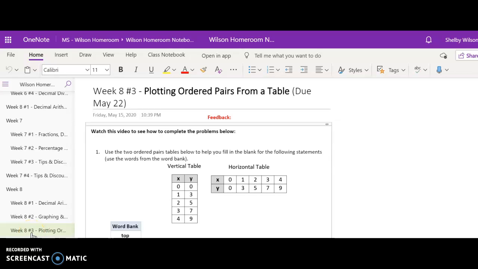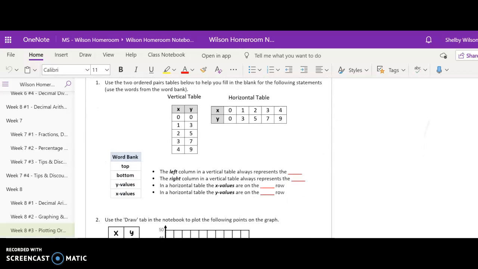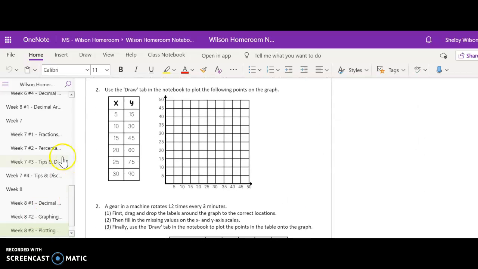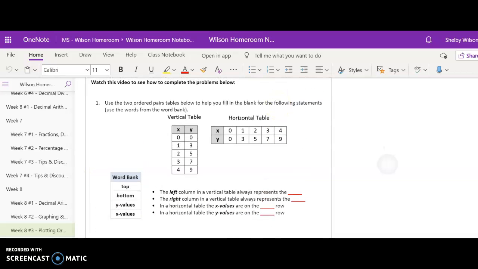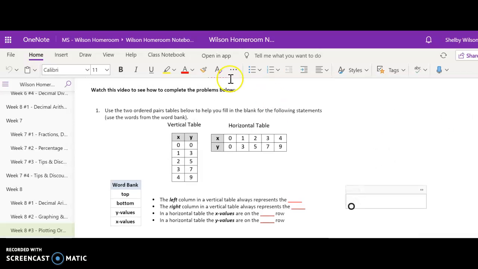For this assignment, we're going to be having you work with plotting ordered pairs from a table. And essentially what that means is taking a look at ordered pairs in a given table and then plotting those points on a graph. But before you get started on that, there's a little bit of vocab that we want you to familiarize yourself with.